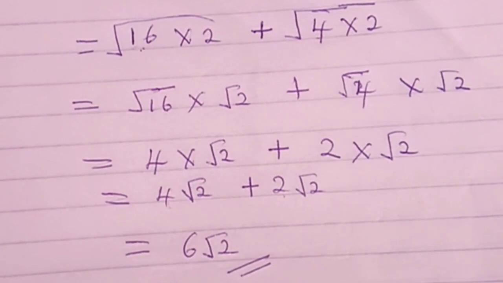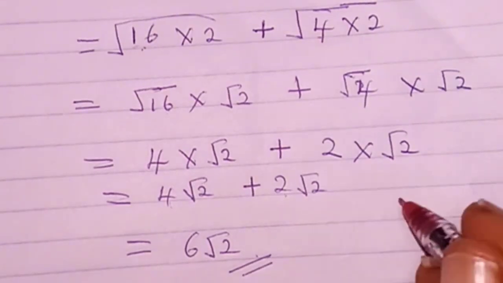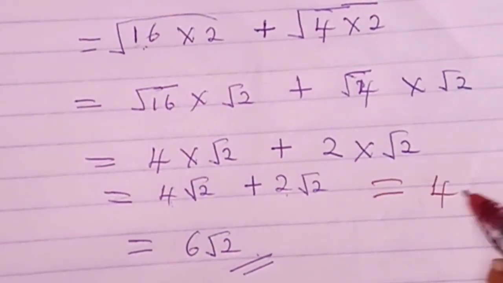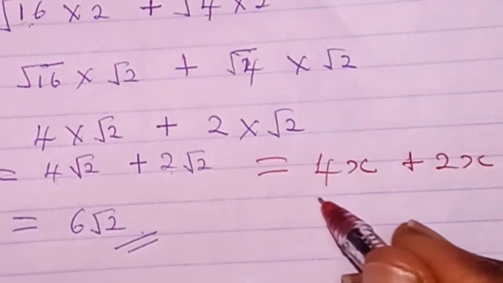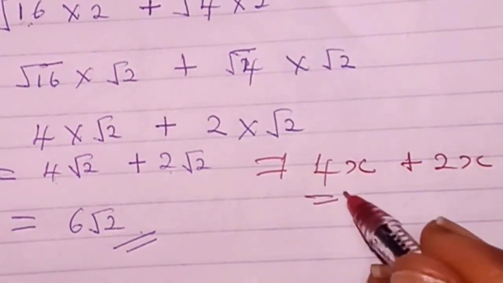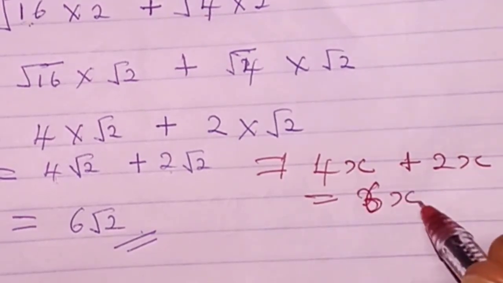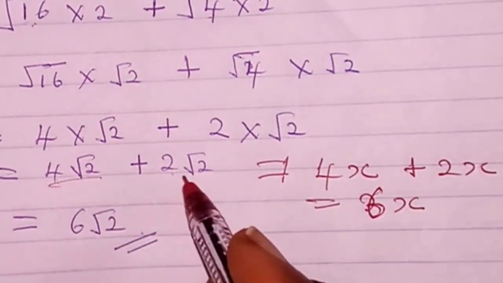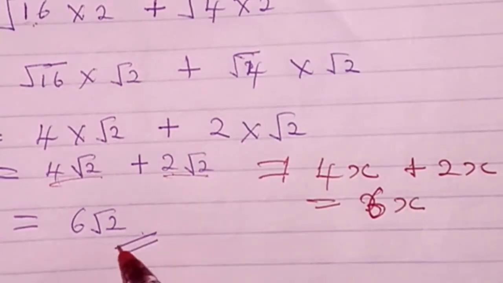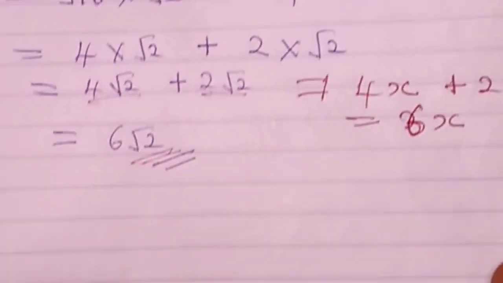Okay, I know some of you will be surprised. Why is it 6 root 2? Now, this is equivalent to, imagine you have 4x plus 2x. Of course, 4x plus 2x is going to give you 6x. Likewise, 4 root 2 plus 2 root 2 will give you 6 root 2. I believe this is clear. Now, let's try another example.